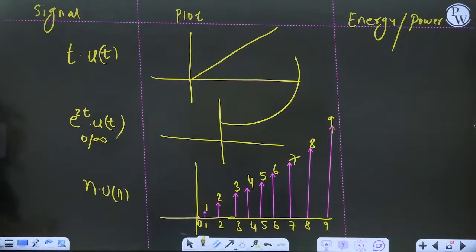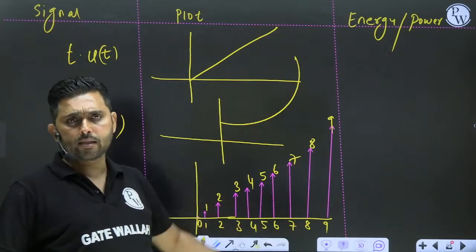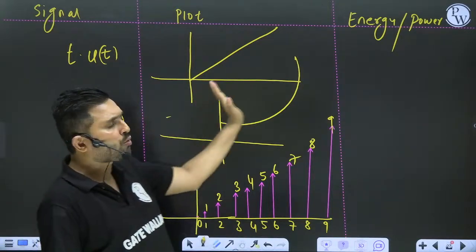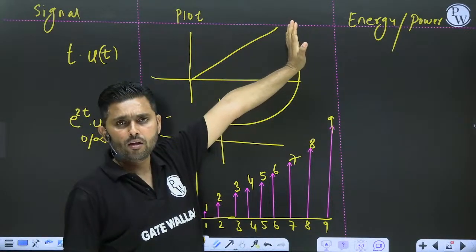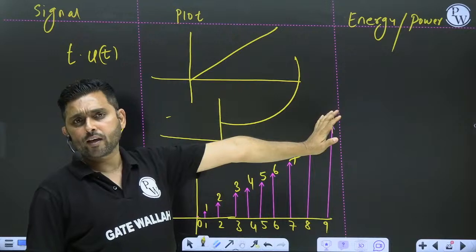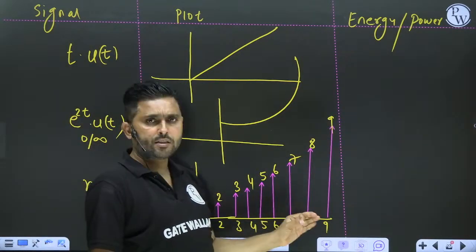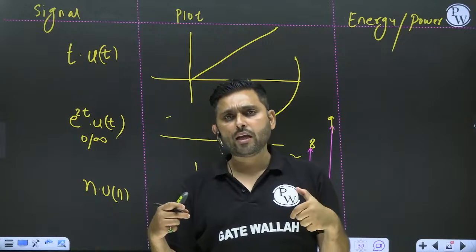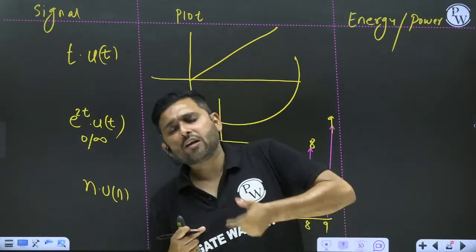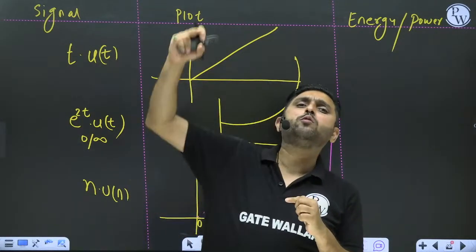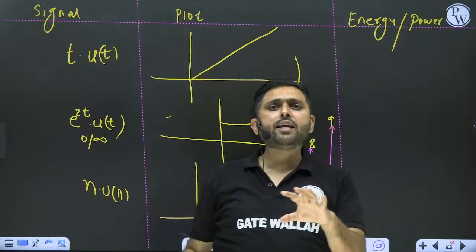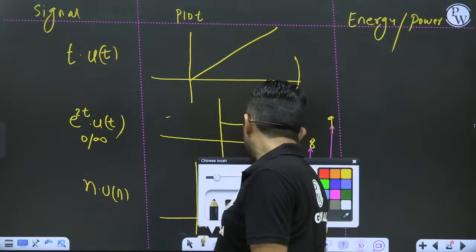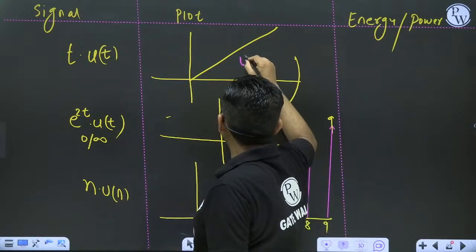Tell me, what is common in all these three? Don't you think that they are all going towards the infinite? If at any instant of time the value of a function is going towards infinite, then the function is said to be an unbounded function. This is a purely unbounded function.